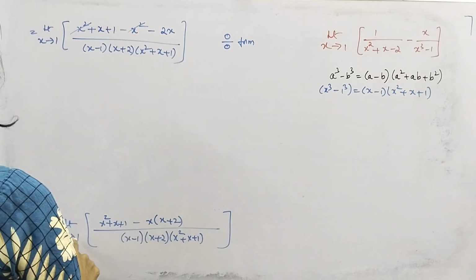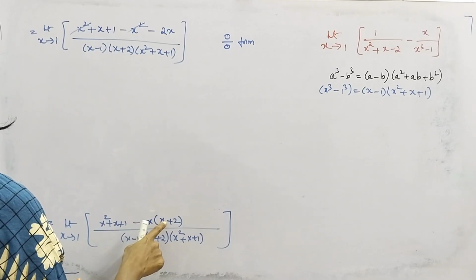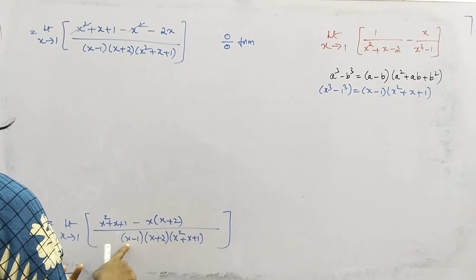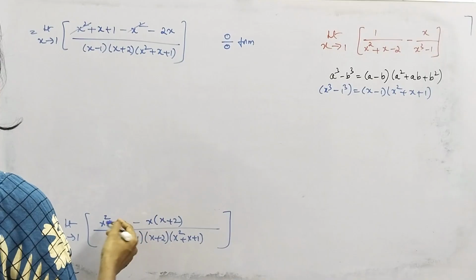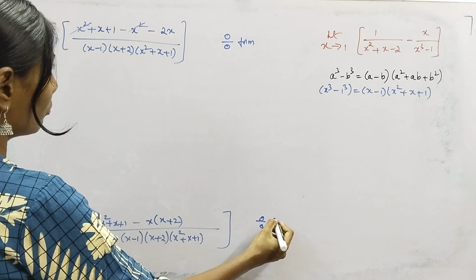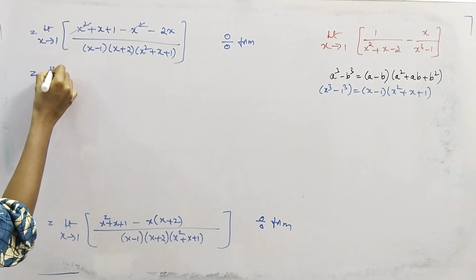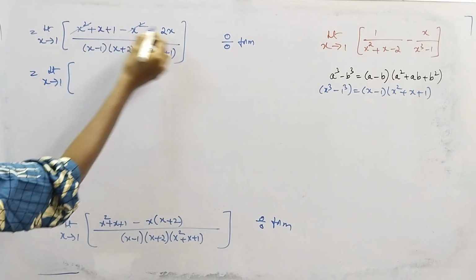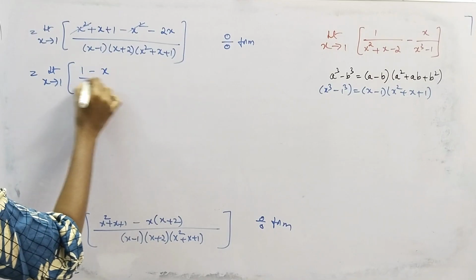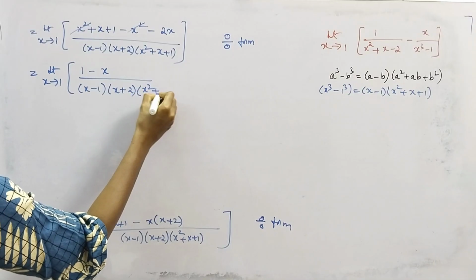Here also, if you substitute x equal to 1, you'll get 1 square plus 1 plus 1, 3, minus 1 into (1 plus 2). 1 plus 2 is 3. So 3 minus 3 gives 0. Here you're having x minus 1. If you substitute 1, numerator becomes 0 and the denominator becomes 0, right? So here itself we have reduced to 0 by 0 form. Fine. Let's go further. You'll get 1 minus x by (x minus 1) into (x plus 2). Still it is in 0 by 0 form.